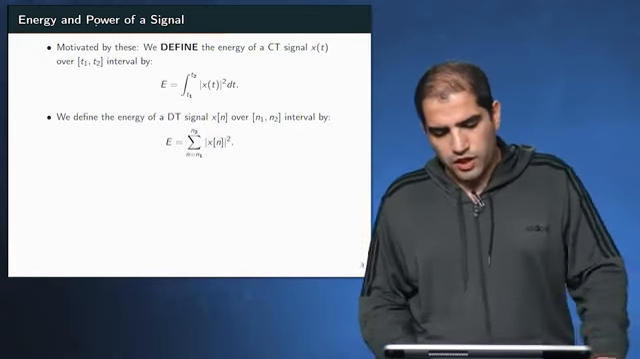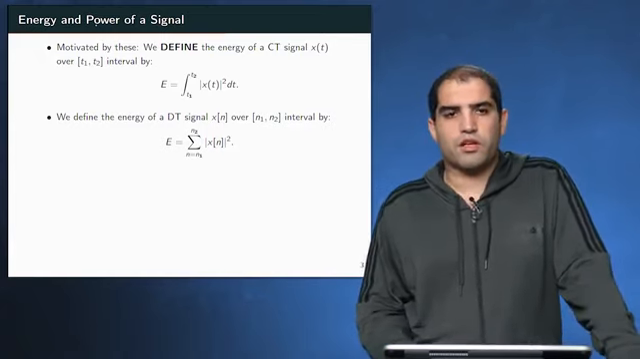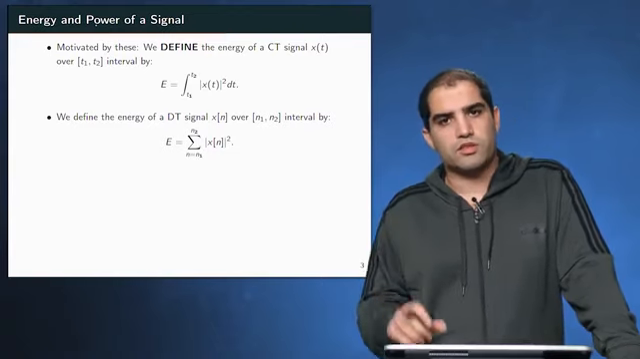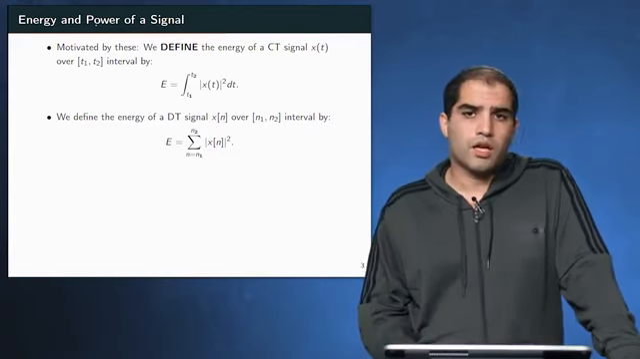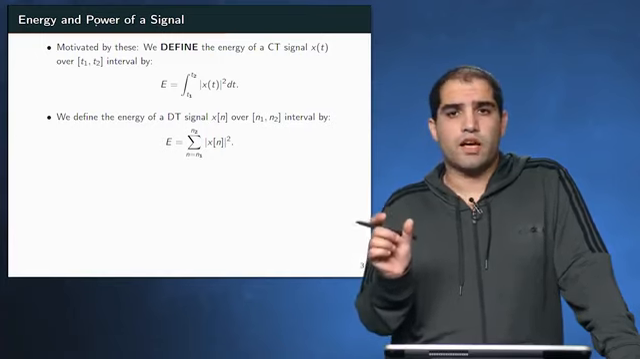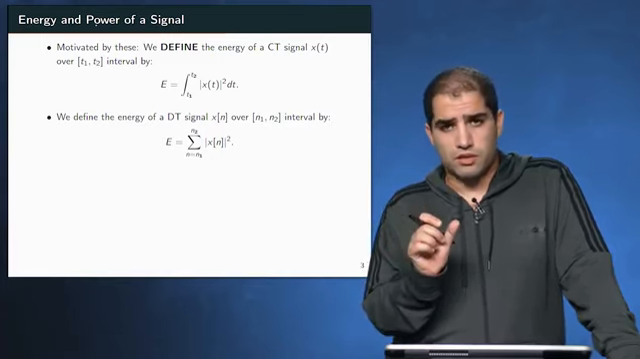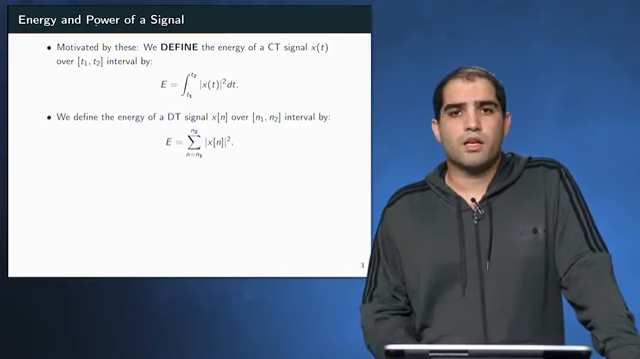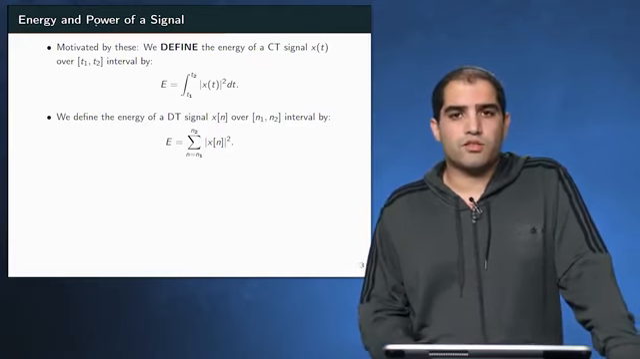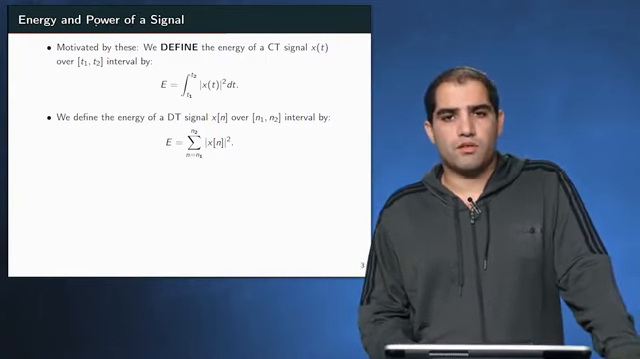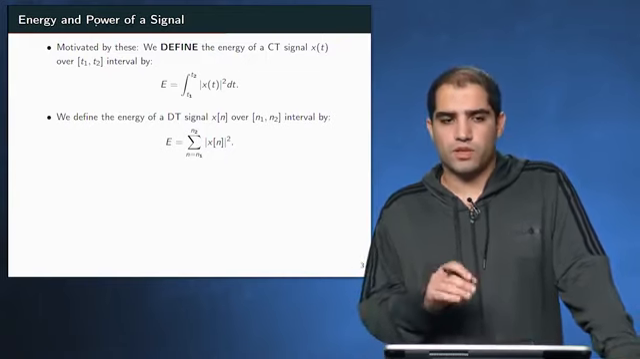Similarly, we define the energy of a discrete time signal x[n] over a discrete time interval n1 to n2, which is the set of all the integer values that are less than or equal to n2 and greater than or equal to n1. We define it to be the summation of the absolute value of x[n] square, where n ranges from n1 to n2.